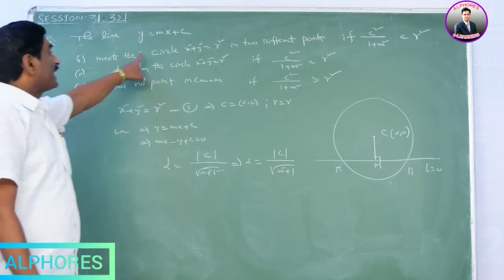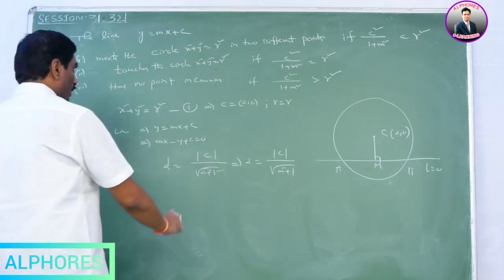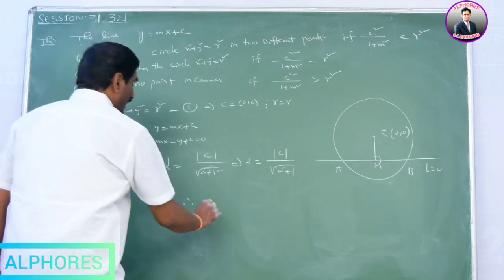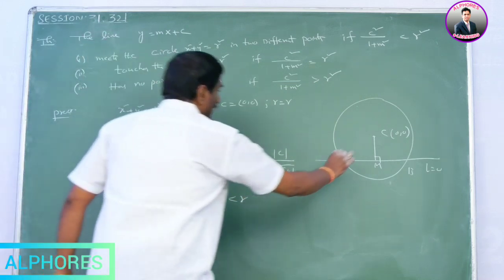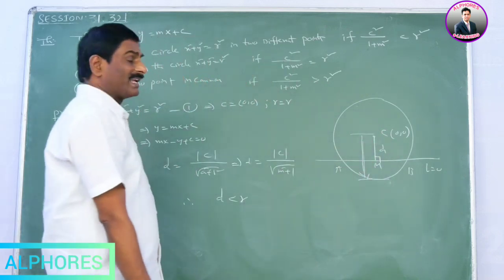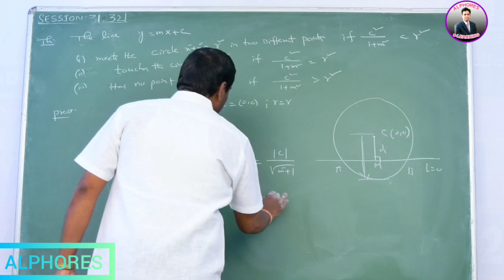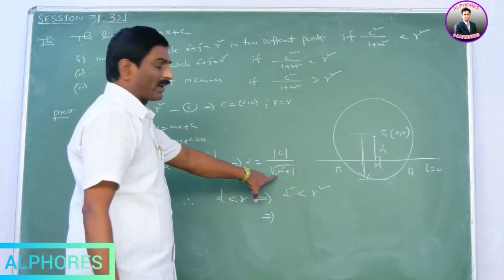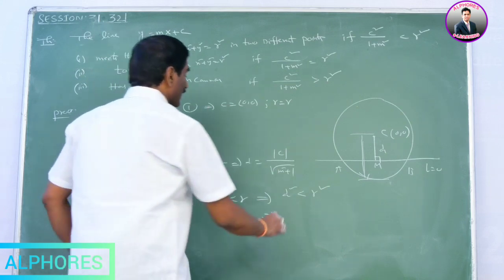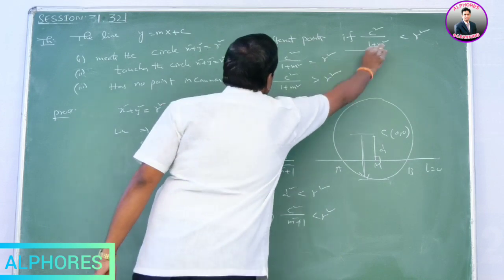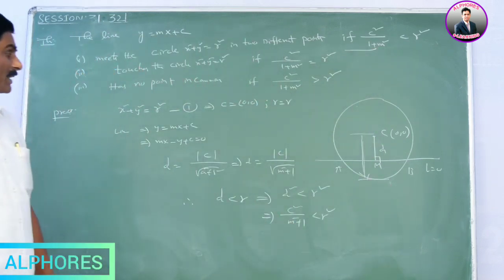Since the line meets the circle at two different points, the D value is always less than r. This is the radius, and this is the distance d. D less than r, that means d square less than r square. D is mod c by root over m square plus 1, so d square means c square by m square plus 1 is less than r square. Okay, first one is proved. C square by 1 plus m square is less than r square.